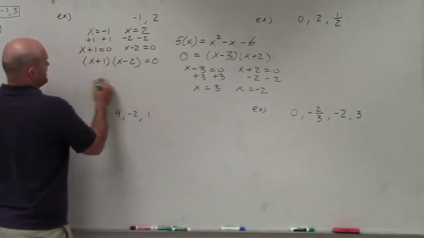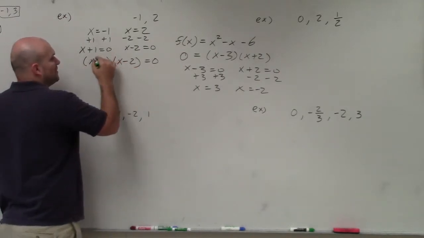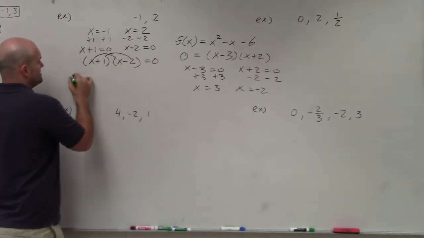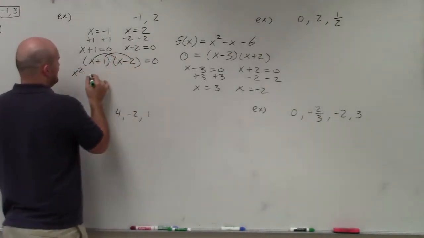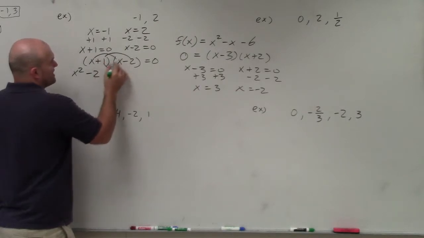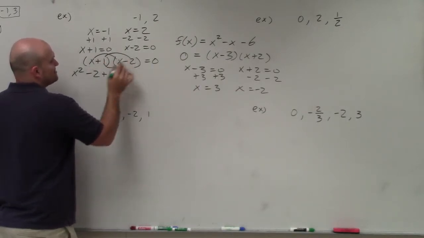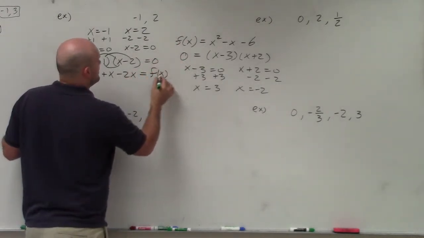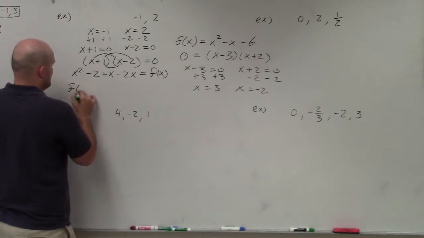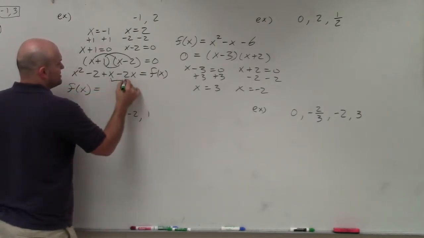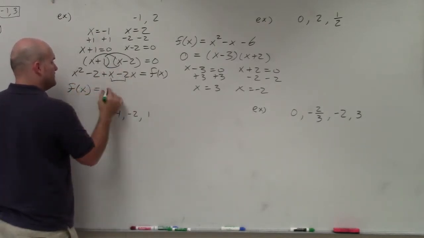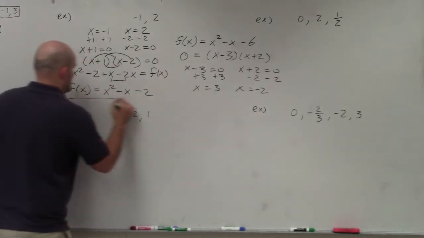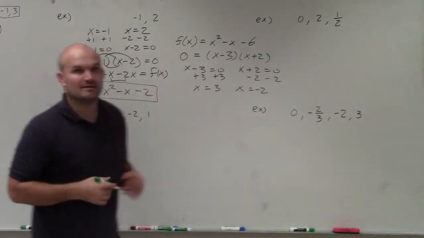So I'm going to rewrite this. Now, to multiply these, I'm going to apply FOIL. So x times x is x squared. 1 times negative 2 is negative 2. 1 times x is a positive x. x times negative 2 is a negative 2x, equals f of x. Now, I'm going to write the f of x in front. I'm going to combine my like terms, and I'm going to write my constant at the end. So my final function is x squared minus x minus 2. And that's my final answer.